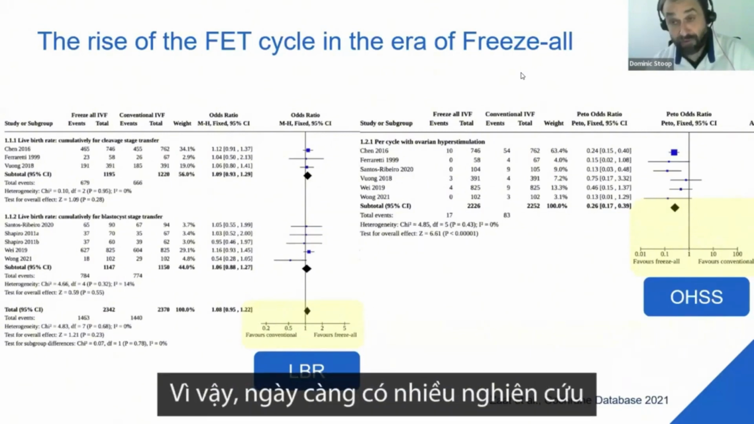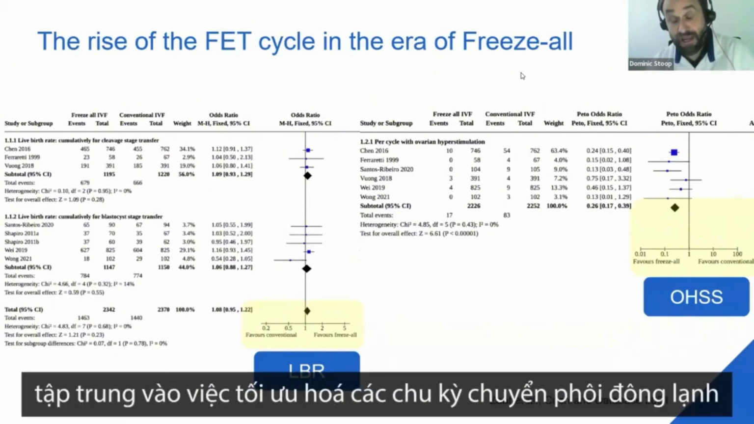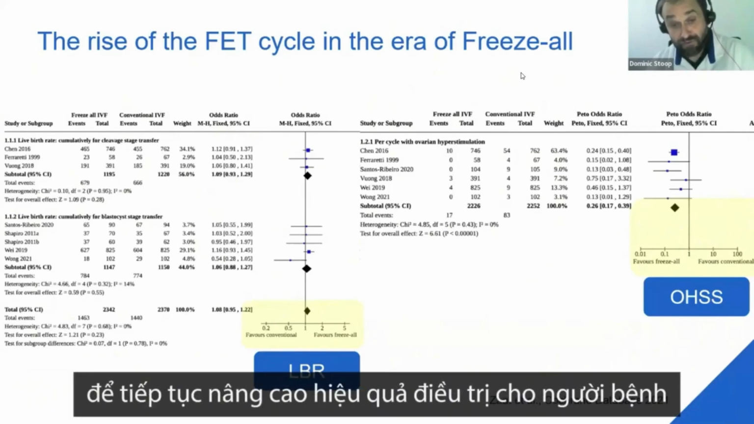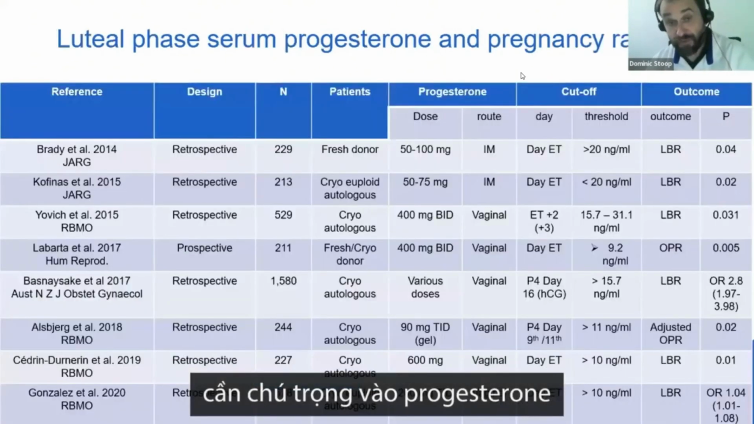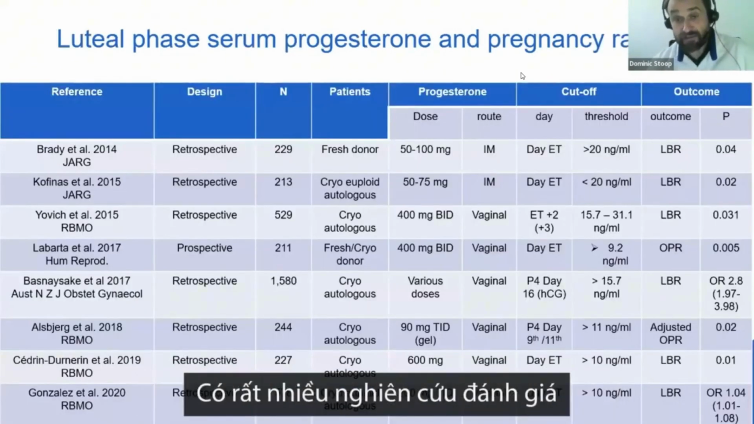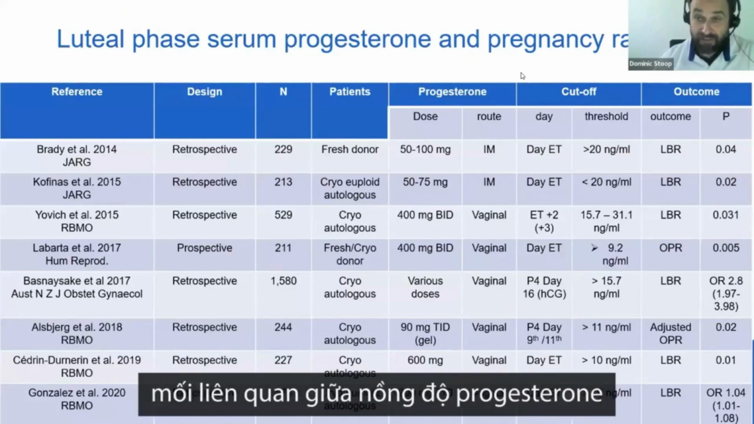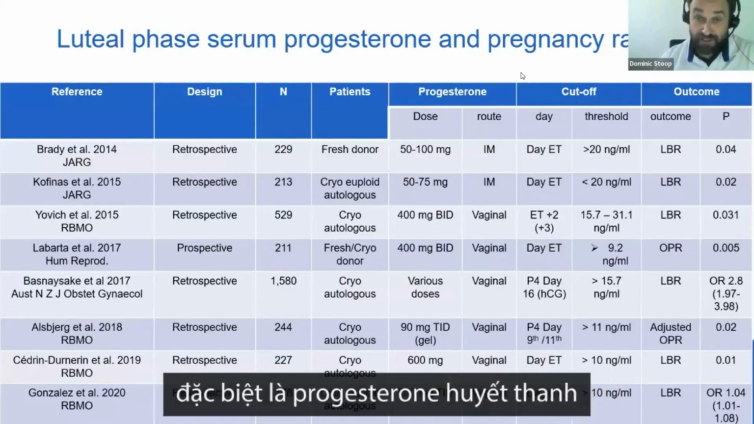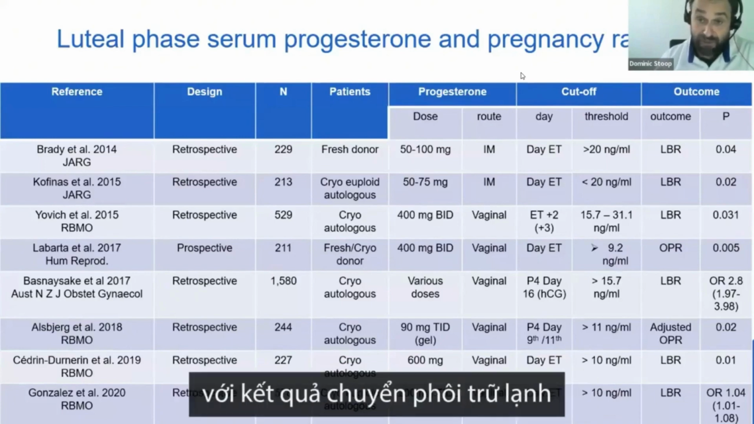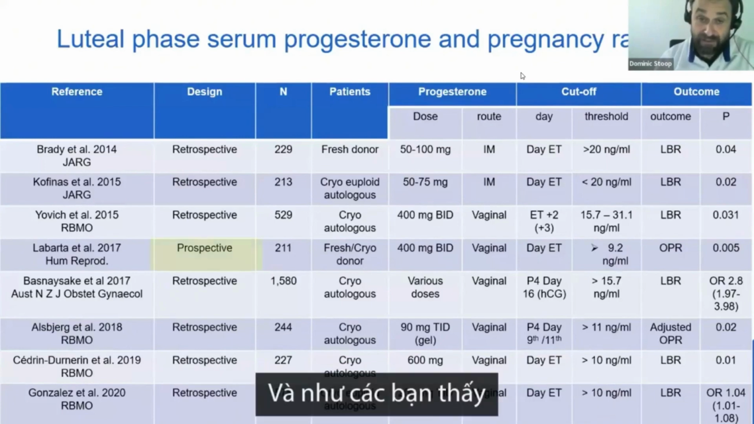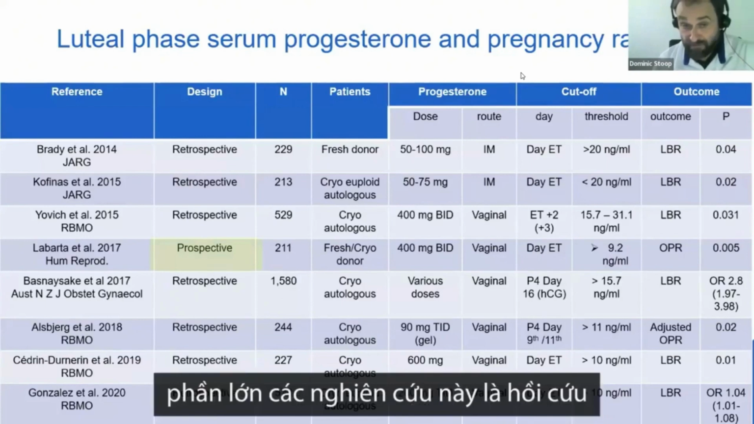So more and more people are focusing their research on how to optimize these cryocycles, because if we want to continue to increase the outcome for our patients, we need to focus there. And if you look at that, we need to look at progesterone. That's what people have been doing. There's a plethora of studies where people have linked progesterone, especially serum progesterone levels, to the outcome of these cryocycles. As you can see, most of them are retrospective.